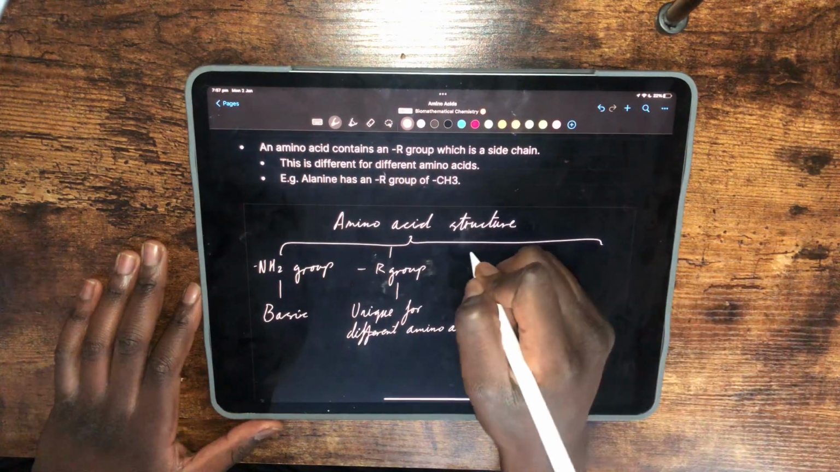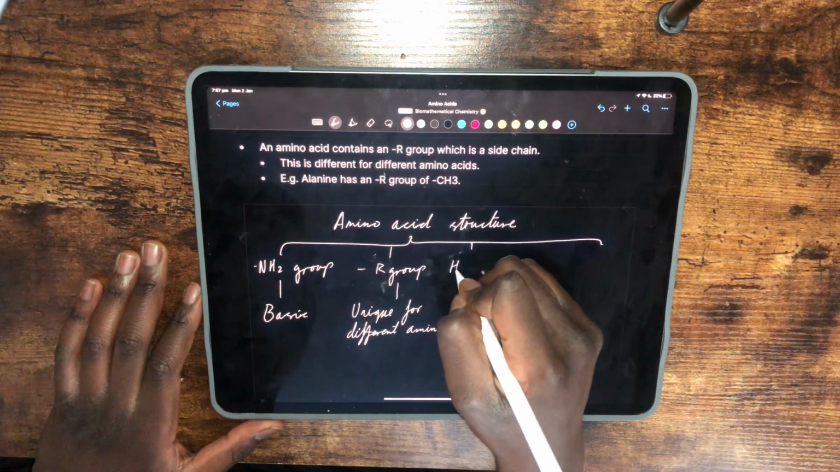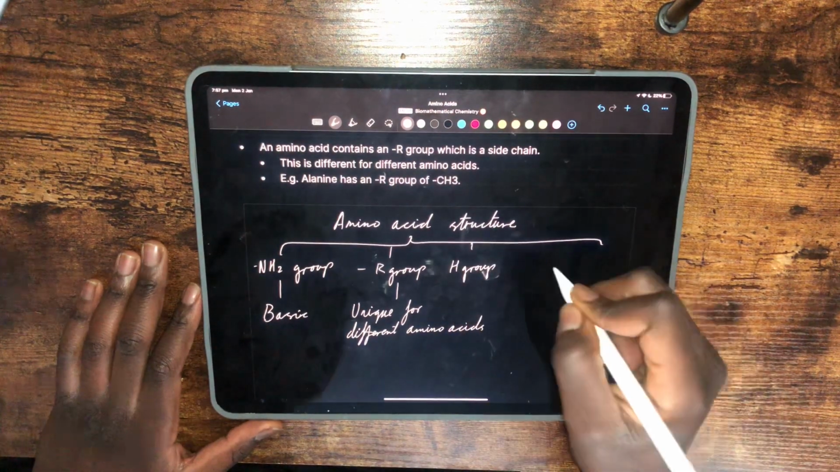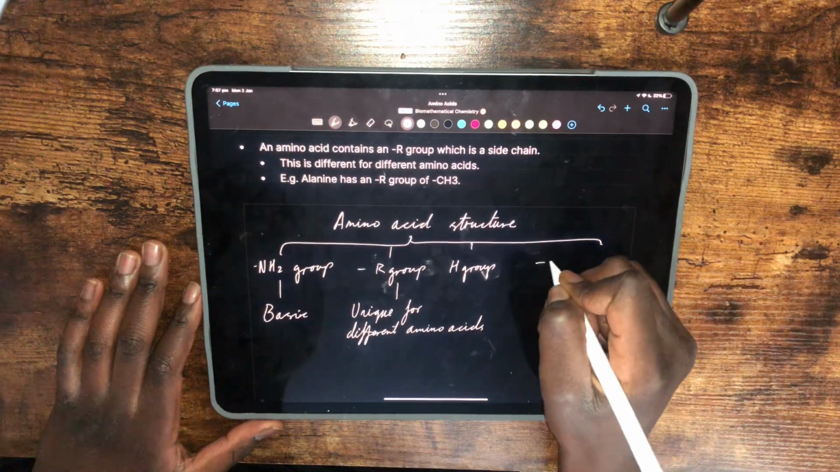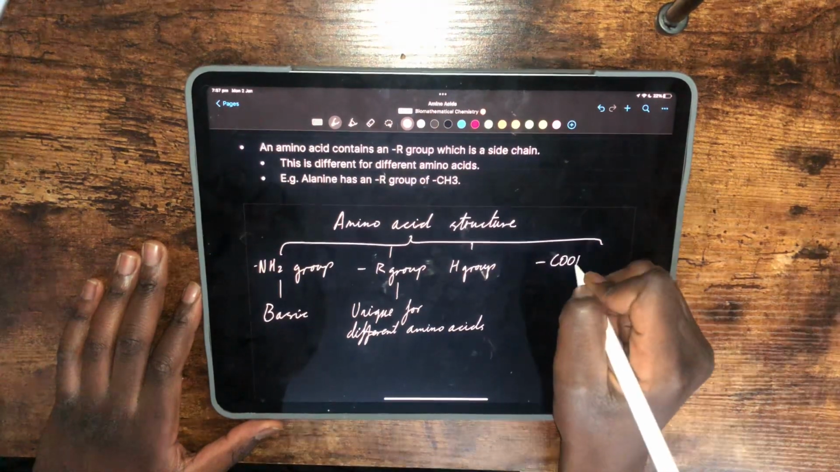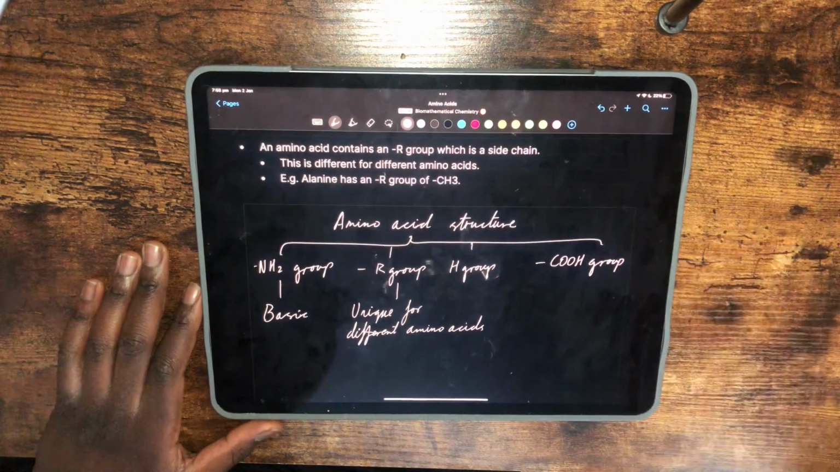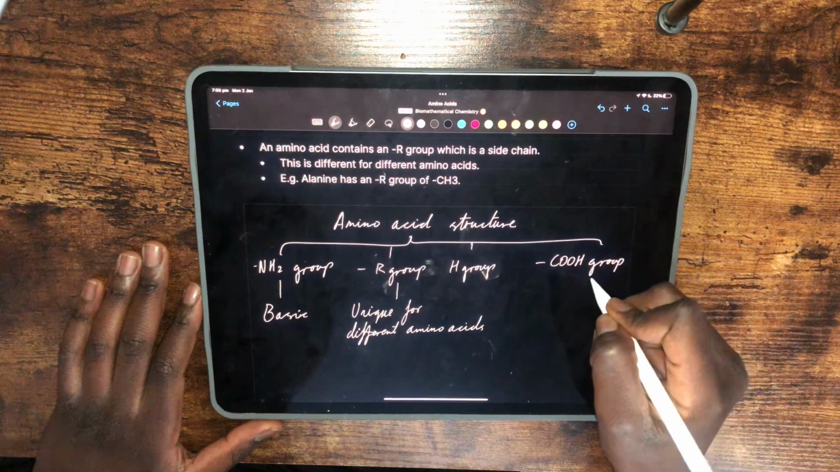And you have your H group, but nothing special happens there. It won't usually break off, so it's just the H group. And then you have your carboxyl group, and that is acidic.